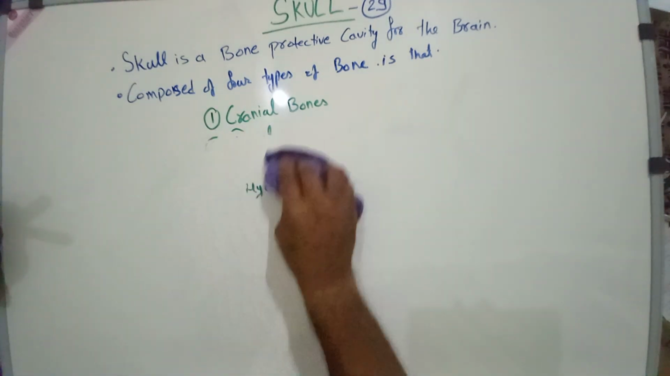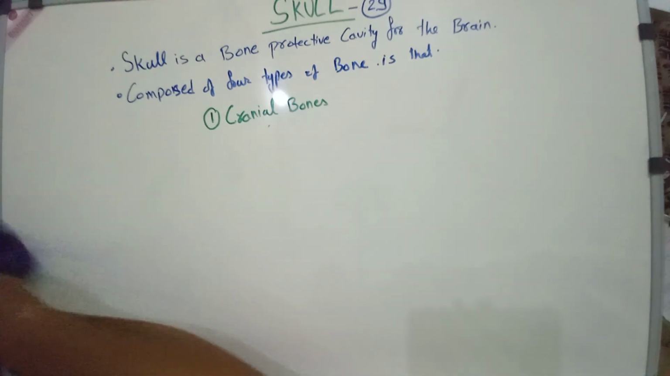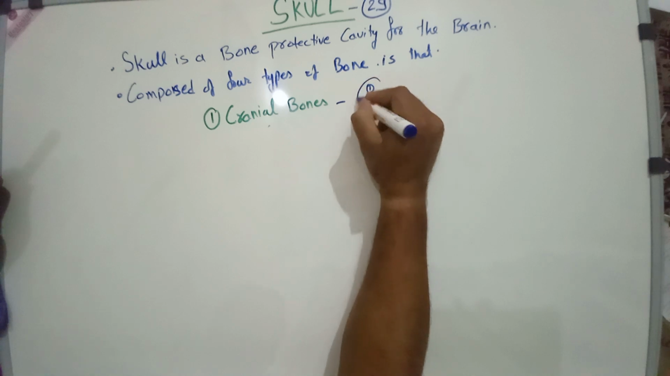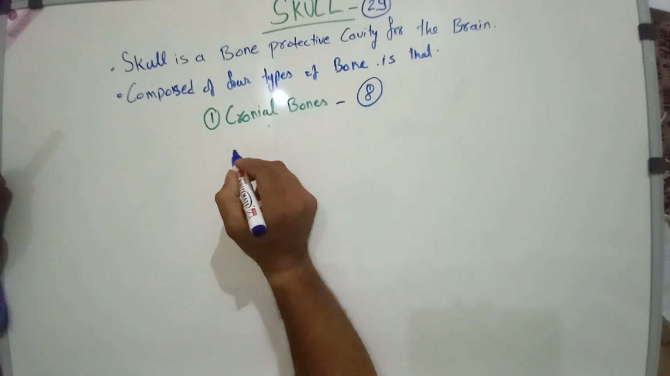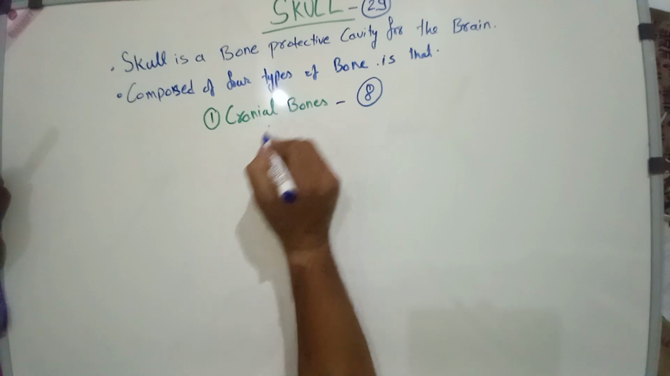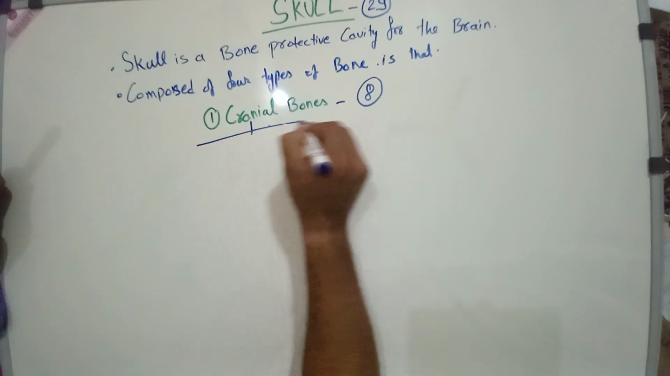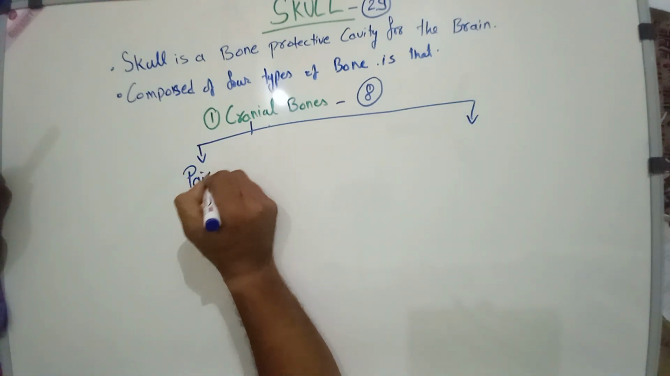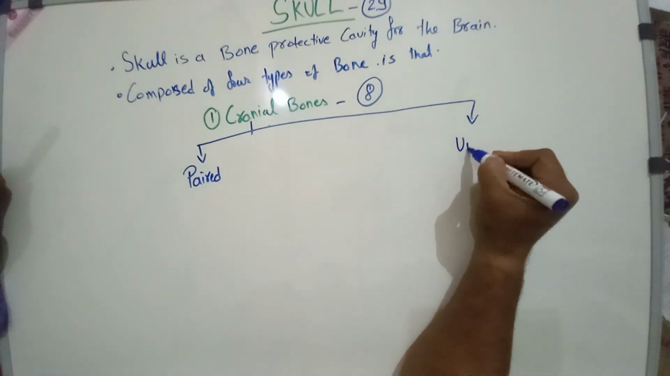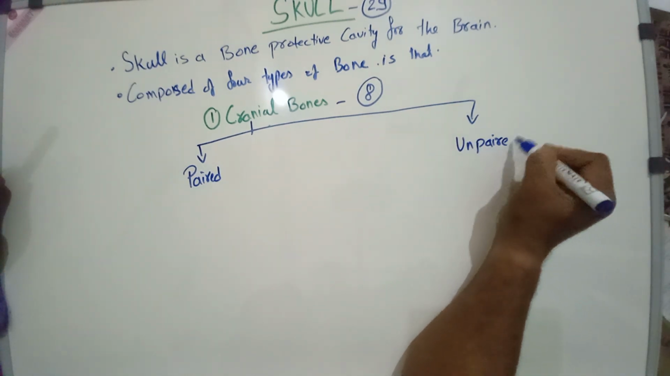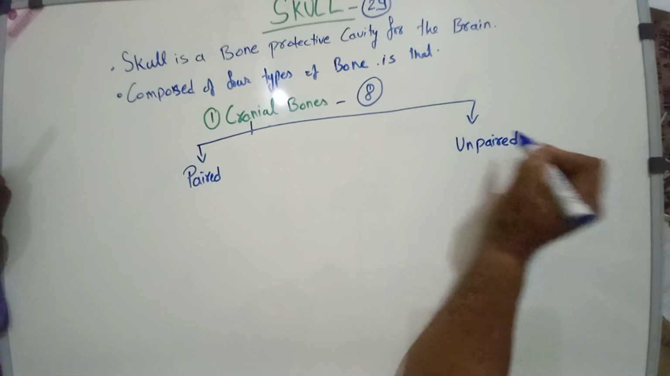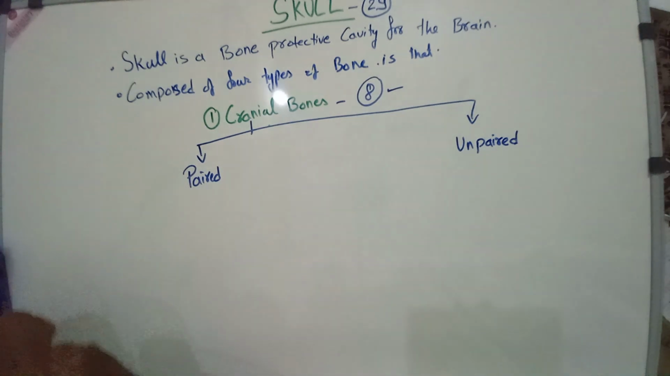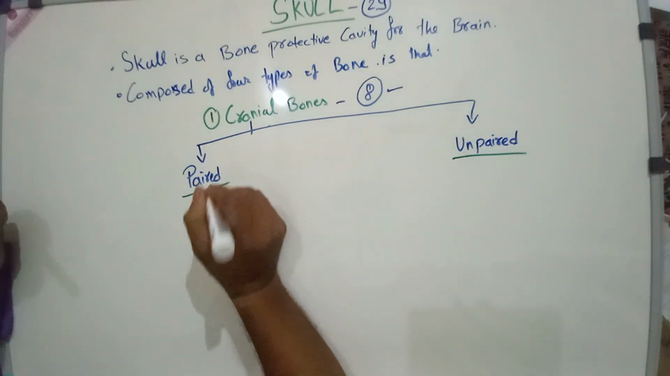And how many cranial bones are there? 8 cranial bones. First we will discuss, and there is differentiation between two types: paired bones and unpaired. How many cranial bones? Total 8 bones. And how will we differentiate paired and unpaired?